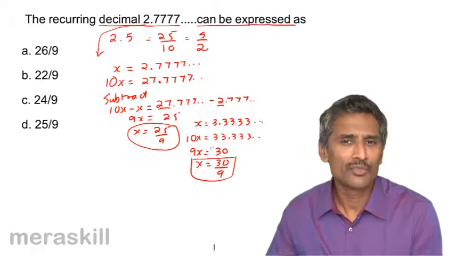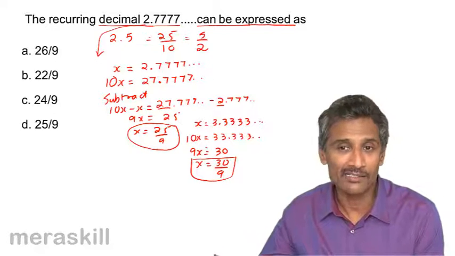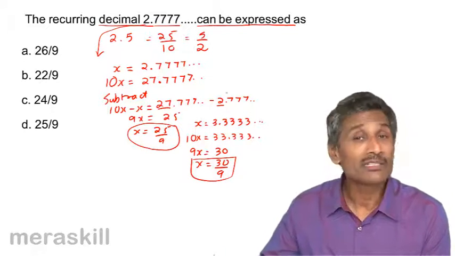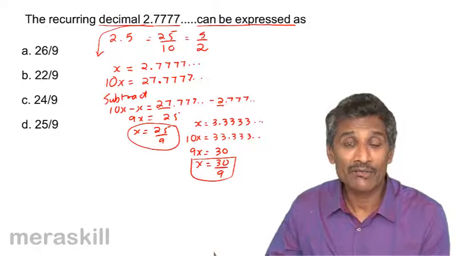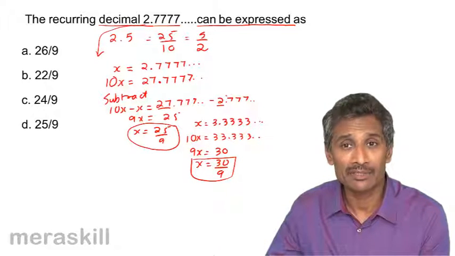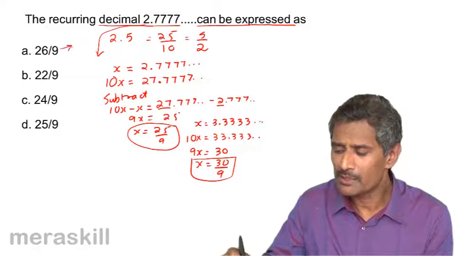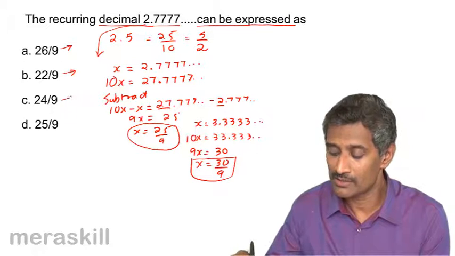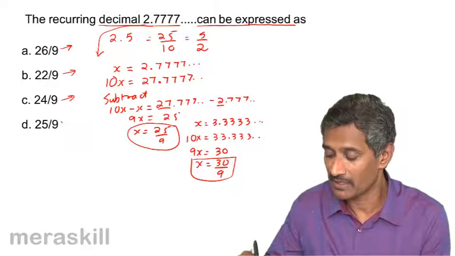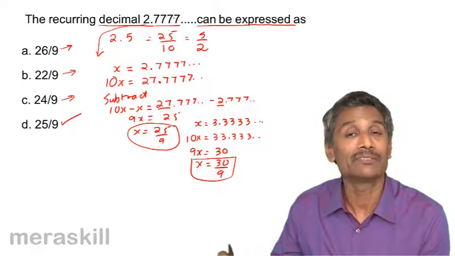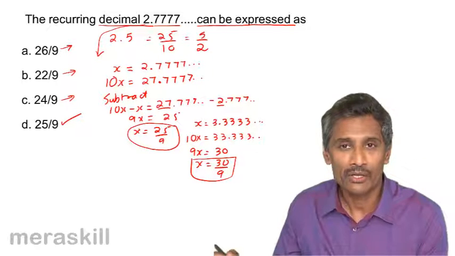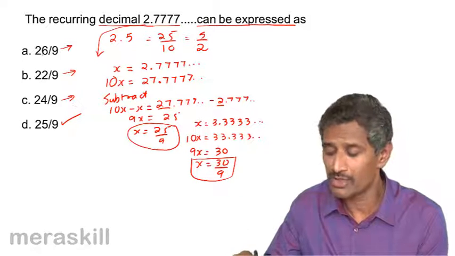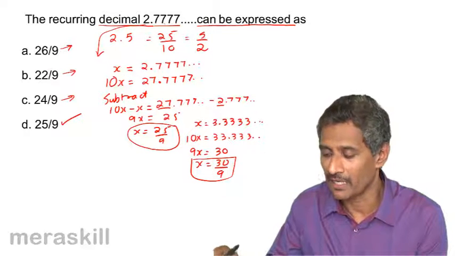This is just using whatever we learned in the earlier classes at your high school level. Now this is the logical way of doing it. But in the exam you have an advantageous situation. You have a calculator with you. So you calculate 26 by 9. It's not going to turn out to be 2.77. 22 by 9 is not this. 24 by 9 is not this. 25 by 9 is going to be 2.777. You can check it with your calculator. So this is an elimination process. Since you have a calculator with you, you can actually divide and find out.